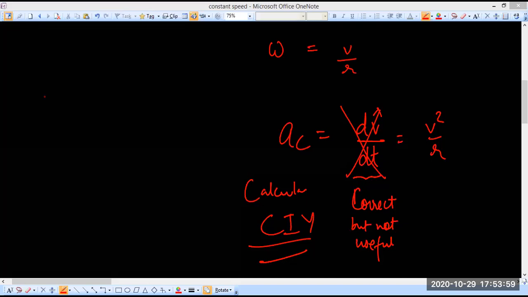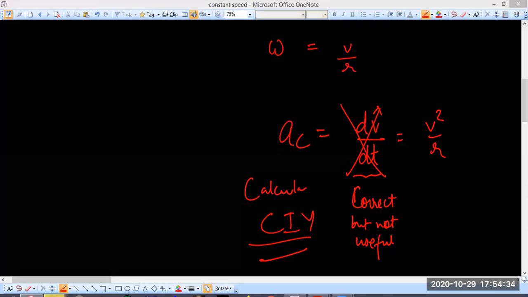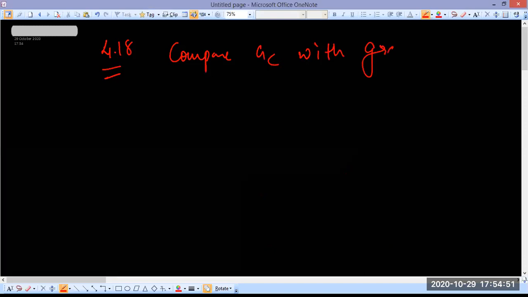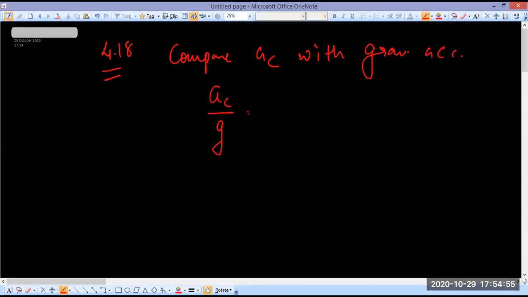All right then, so this question is done. Let's go to exercise. Circular motion, yes, question 17. I will do 17, 18 is homework. First let me have you write the hint for question 18, everyone. It says: compare AC with gravitational acceleration. So that means you have to find this. This is your answer, everyone. Write this much, then we will do 17.